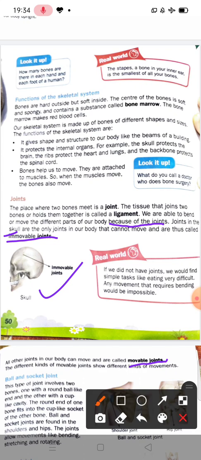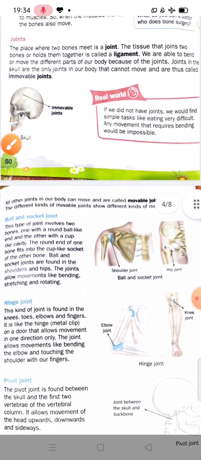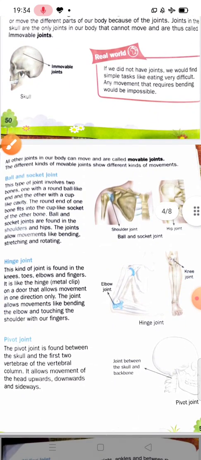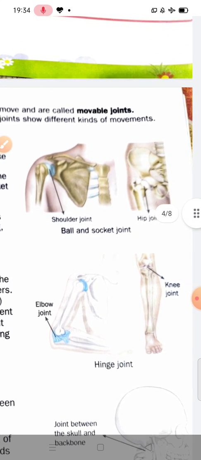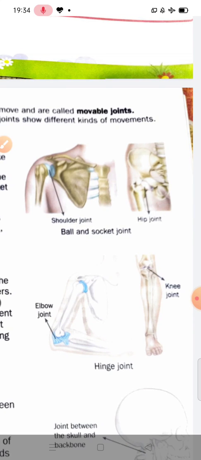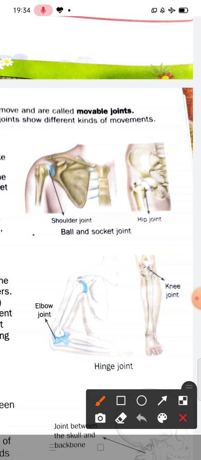Now students, we will discuss the different kinds of movable joints, and the different kinds of movement. First we will discuss the ball and socket joint. You can see this diagram very carefully. This joint is found in the shoulder joint and hip joint.